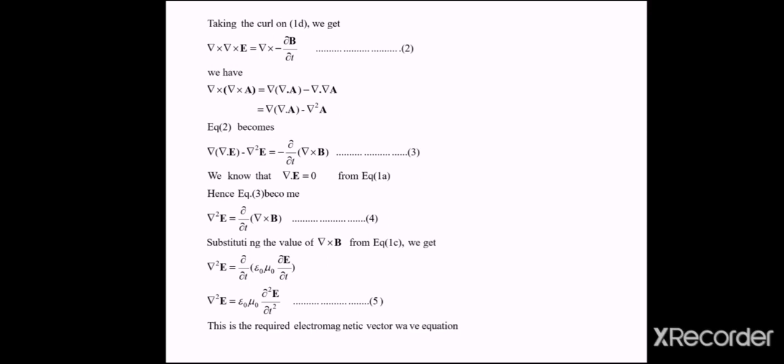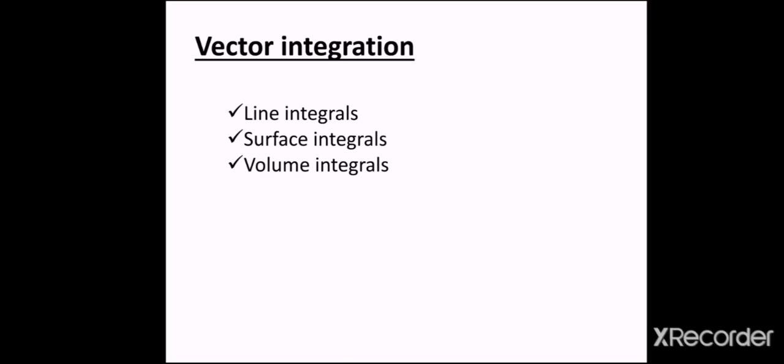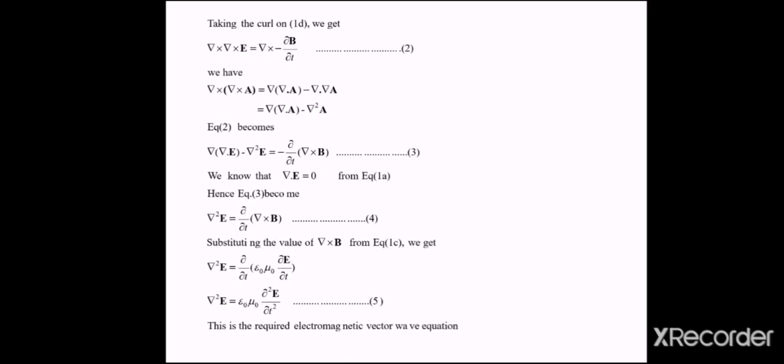Then we know that del dot E equal to 0 from Maxwell's equations. So substituting this in equation 3, we get del square E equal to ∂/∂t of del cross B. Then we know the value of del cross B from Maxwell's equations. Substituting the value of del cross B in equation 4, we get del square E equal to ∂/∂t of epsilon 0 mu 0 ∂E/∂t, that is, del square E equal to epsilon 0 mu 0 ∂²E/∂t², which is numbered as 5. This is the required electromagnetic vector equation.